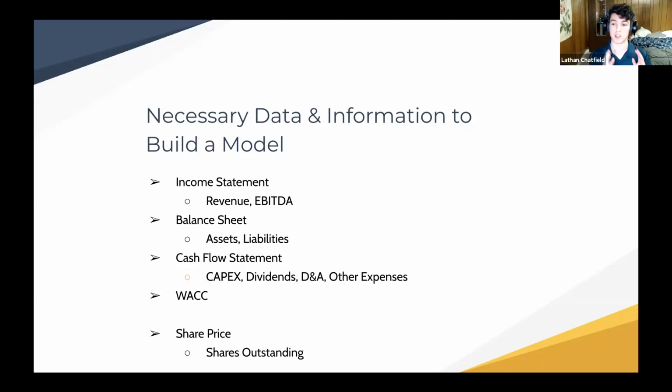Those 3 documents are often listed together. You can find them on Morningstar or MarketWatch. Very, very important standardized documents. You're also going to need your company's particular WACC, or weighted average cost of capital, as well as their current share price and the number of shares outstanding.